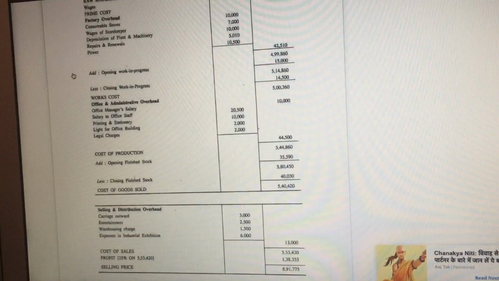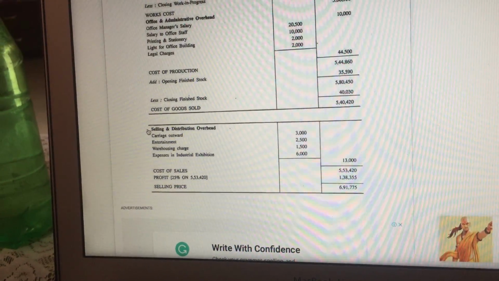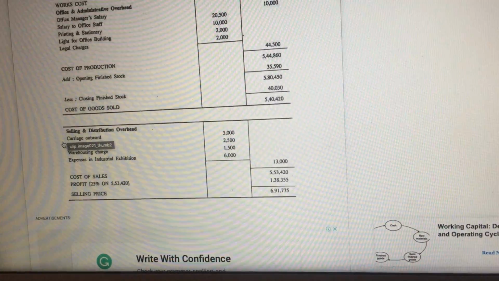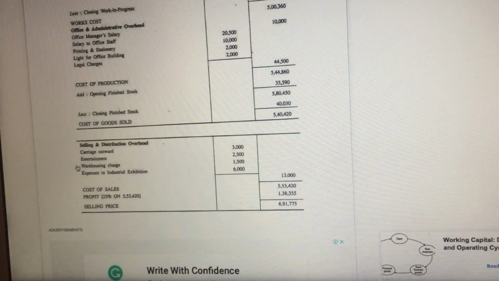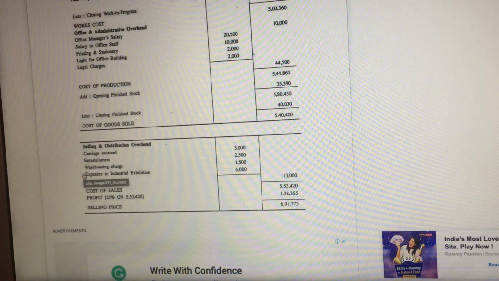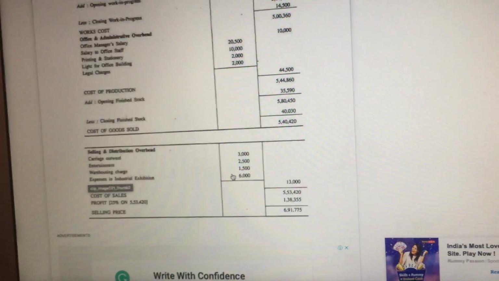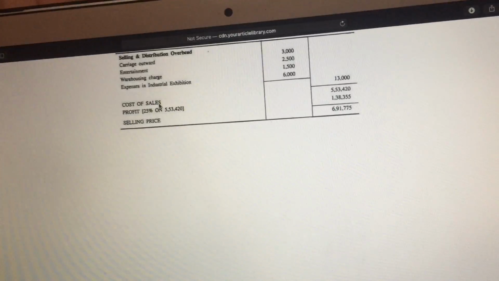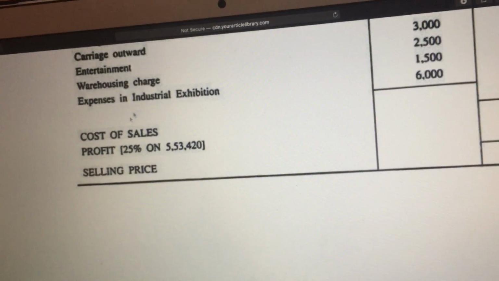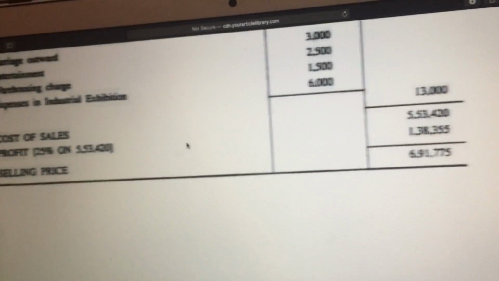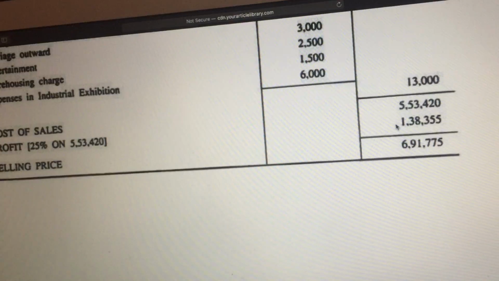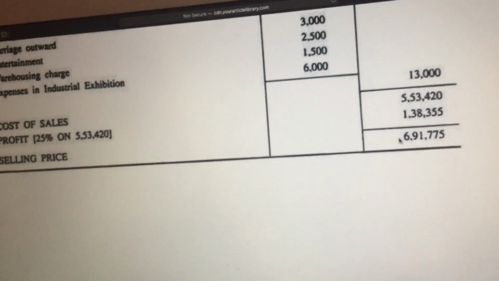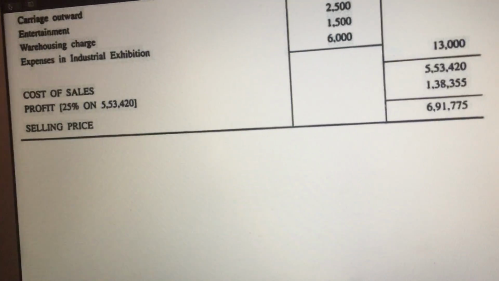So after arriving at cost of goods sold, we have also added all the selling expenses. These are the selling expenses, which include carriage outward, entertainment, warehousing charges, expenses in industrial exhibition. So we have added all these also, and we come to cost of sales. In this question, it is given that the profit is 25% on cost of sales. So this is cost of sales, and we have taken out 25% of this, which comes to 1,38,355. So the selling price is 6,91,775. So in this way we do such kinds of questions.